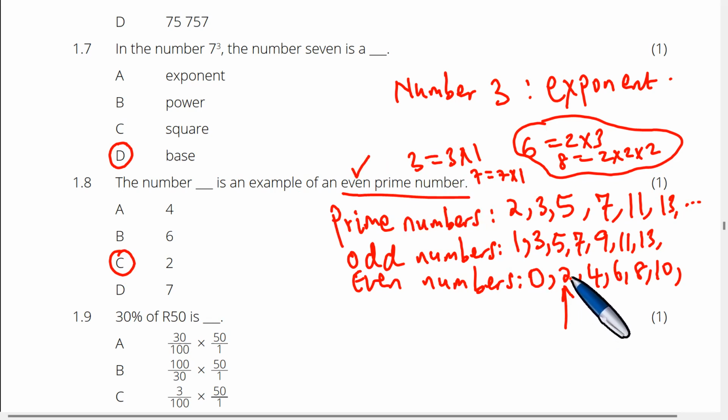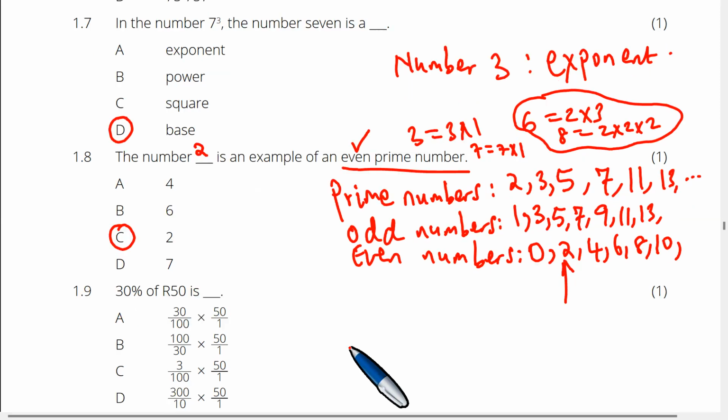Even is 2, 4, 6, and so on, beginning from 0. Prime: 2 is a prime number. It's the smallest prime number because it can be written as 2 times 1. So the number 2 is actually an example of an even prime number. Next question.